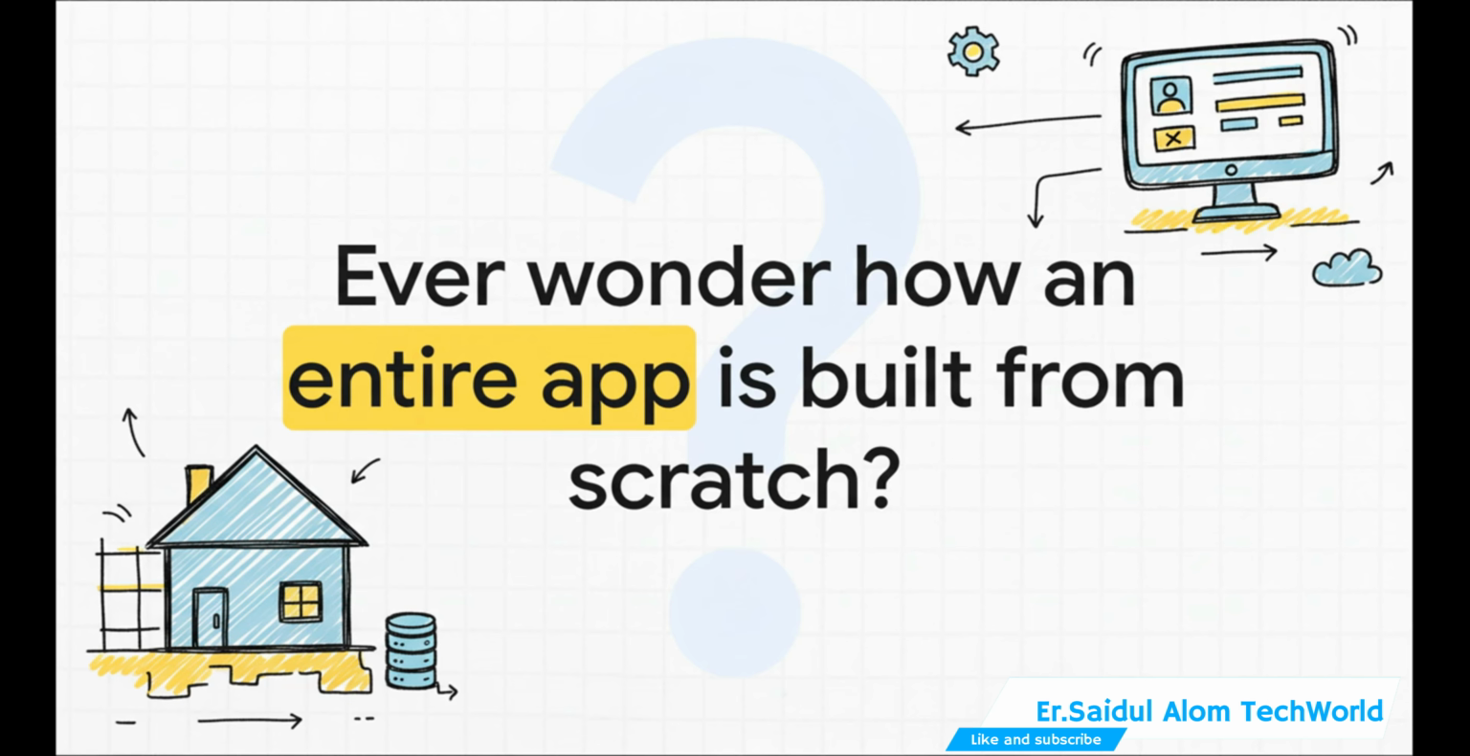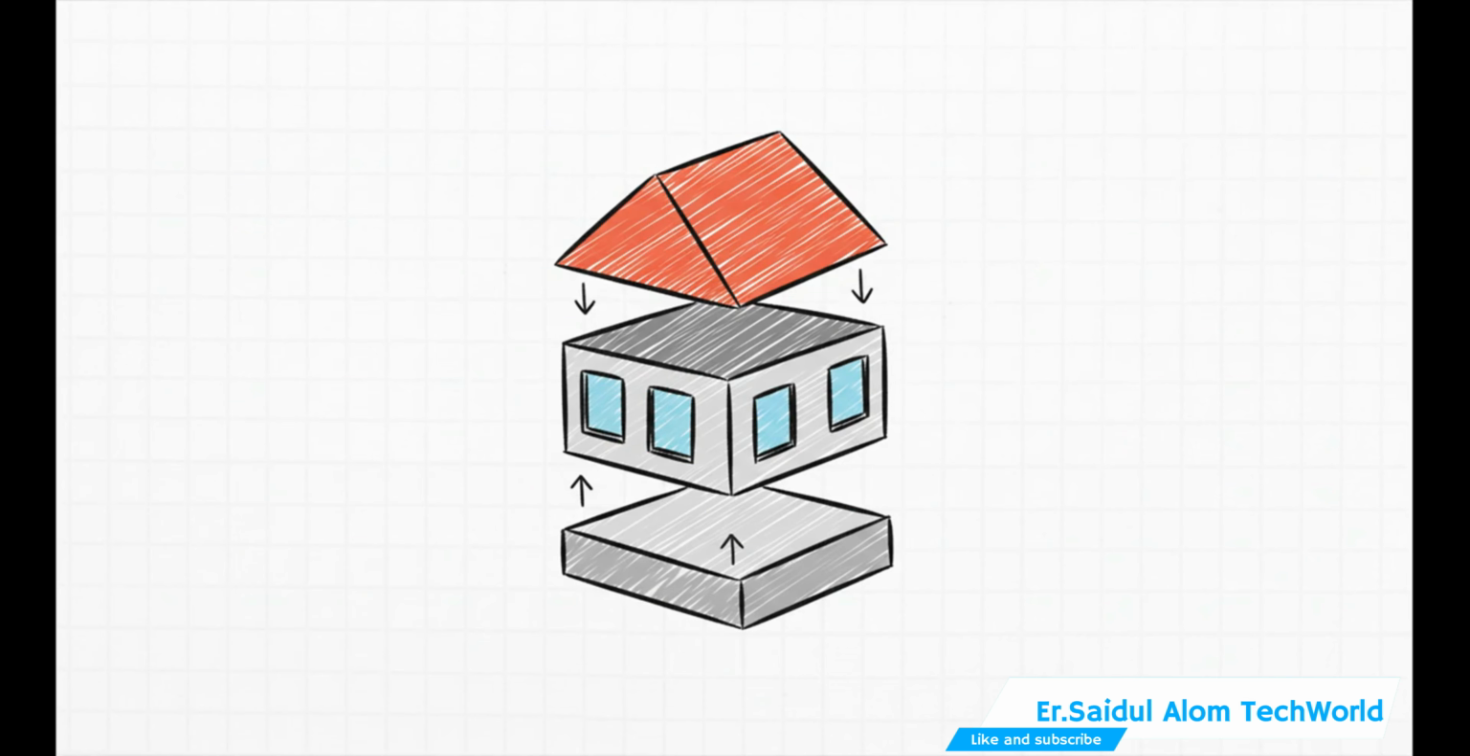So, have you ever used an app and just stopped to think, how in the world was this actually built? From the buttons you tap to the information that just magically shows up on your screen, how does it all happen? Well, the best way to wrap your head around it is to picture building a house. Yeah, a house. It's not just one giant block, right? It's made of all these different layers: the foundation, the walls, the roof, and each part has a specific job, but they all have to work together to make the whole thing stand.